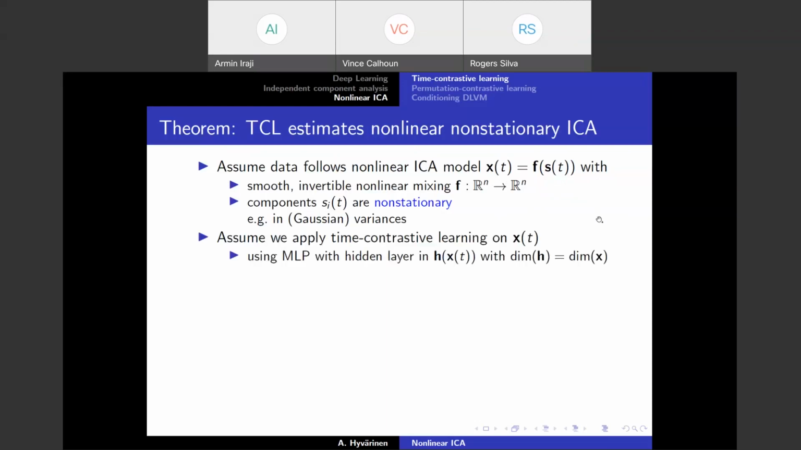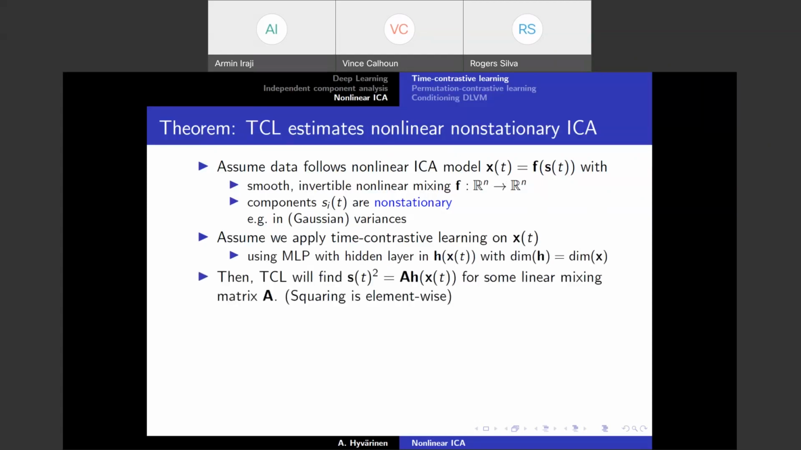Okay, and then we assume we apply time contrastive learning on this data, so that the neural network has a hidden layer which has the same dimension as the dimension of the data. This is just a technical assumption, not really true in practice. Then what we can prove is that TCL will find the hidden layer H such that a linear transformation of the hidden layer, with some linear mixing matrix A, is equal to the squares of the independent components.